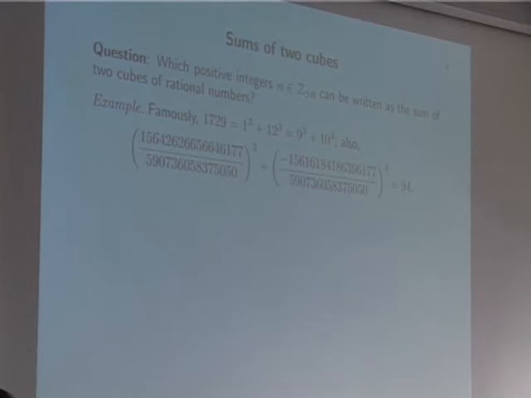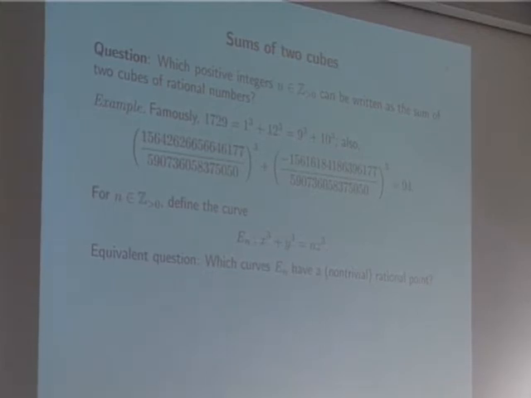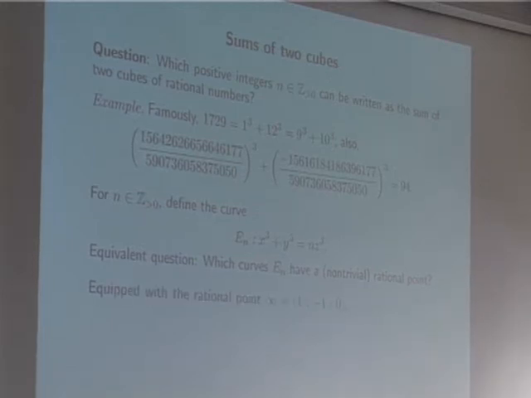So anyway, okay. All right, so let's get started. We're all good arithmetic geometers here. So for n, a positive integer, we define the curve E sub n, which is x cubed plus y cubed equals n z cubed. So that's a projective equation for the curve E sub n. And an equivalent question is which curves E sub n have a non-trivial rational point. There's a trivial point where z is equal to 0, and x is 1 and y is minus 1, or vice versa, which define the same projective point. So we want to know when there is a non-trivial rational point, so one with z not equal to 0.